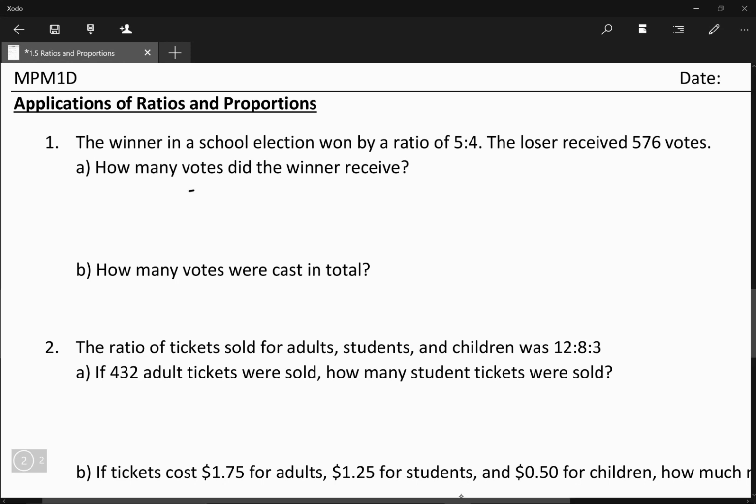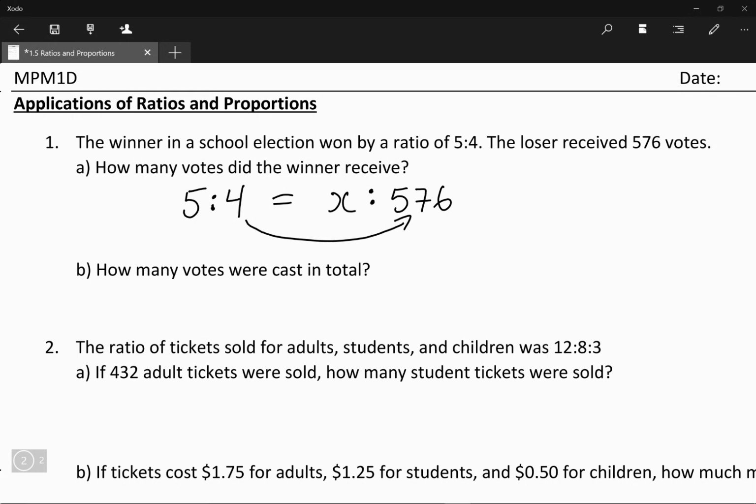So the winner won by 5 to 4 votes. So for every 5 votes he won, 4 votes he lost. So that's equal to the other ratio of the actual number of votes. So you have an X amount of votes that he won, that he received, and the loser received 576. So what is X? So you look at, what do I have to do to go from 4 to 576?